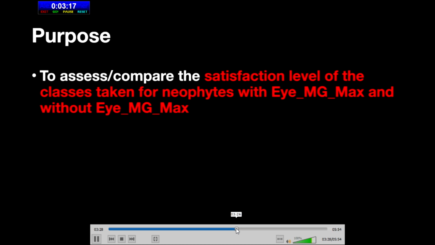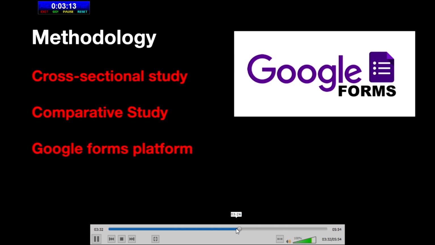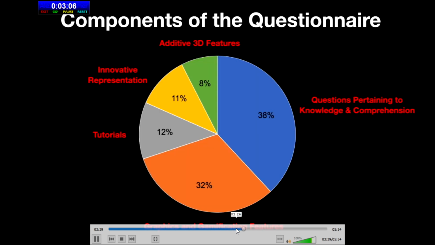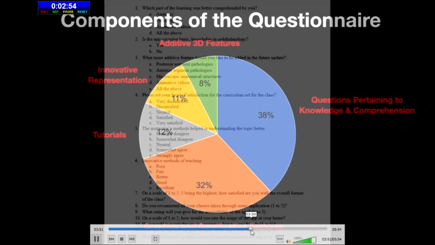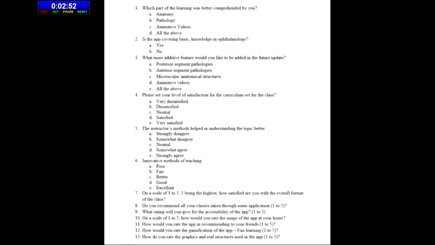We did validate this app to see the level of the classes. It was a cross-sectional, comparative study on a Google platform, and predominantly we had neophyte users who had downloaded the app. We approached them, and the components of the questionnaire pertained to knowledge, comprehension, and additive scientific 3D features that they felt were very important, and we did have some tutorials as well. These were some of the highlight questions that we asked them regarding the satisfaction with the curriculum, and regarding the innovative methods that really helped them compared to textbook teaching.